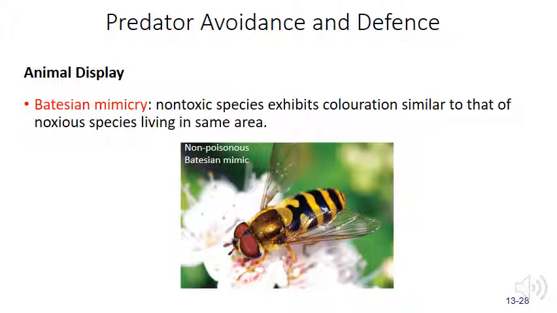This is an example of Batesian mimicry. This is a hoverfly that has coloration very similar to stinging bees and wasps. Batesian mimicry is where a non-toxic species exhibits coloration similar to that of noxious species living in the same area. So predators that have learnt that species like bees and wasps are not good to eat might avoid this hoverfly, thinking that it posed the same threat.